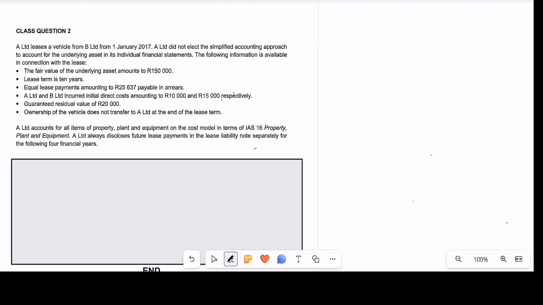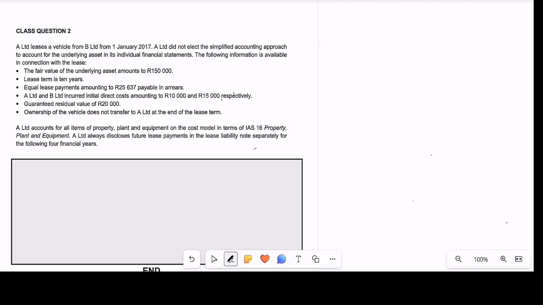So basically, with a lease, a lessor can choose how to recognize the lease. The lessor can either recognize the lease as a finance lease, whereby they'll have to de-recognize the asset from their books, or as an operating lease, whereby they will not de-recognize the asset. They'll receive income from the lessee to lease the asset, but they will continue to depreciate the asset in their books. So let's start with the question.